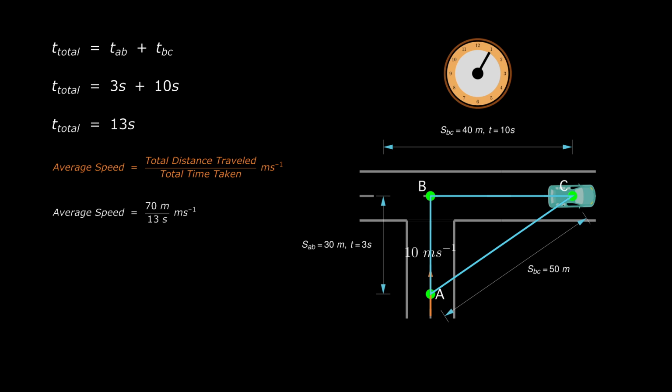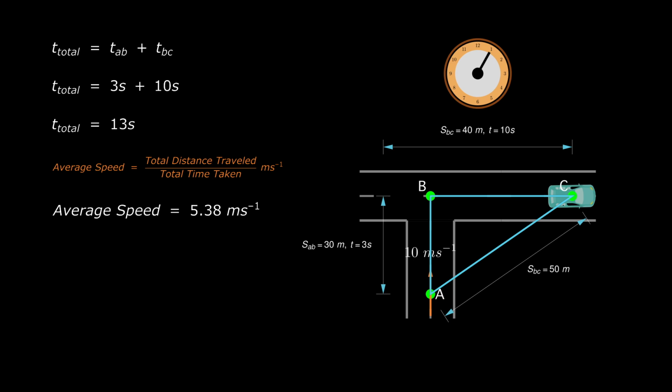Now, using the total time of 13 seconds, we can find the average speed of the vehicle for the entire journey, which is approximately 5.38 meters per second. This value reflects the overall rate at which the vehicle covers the total distance, regardless of the changes in direction.